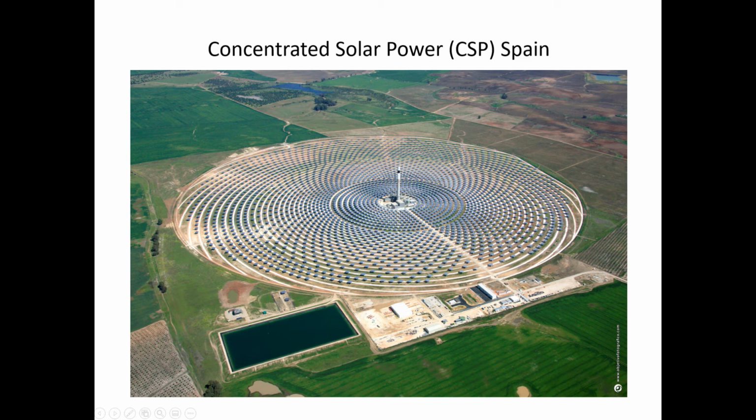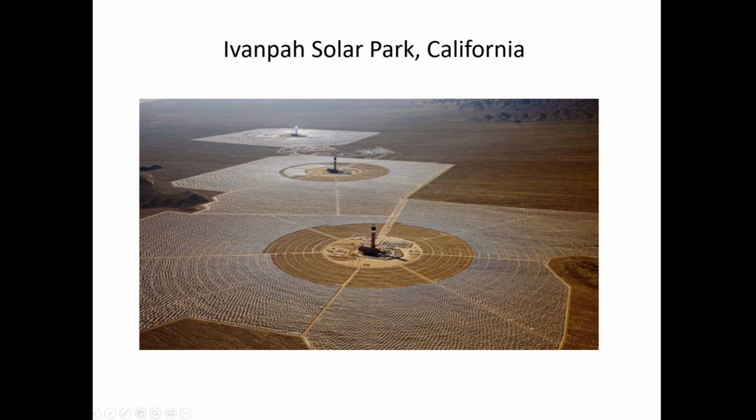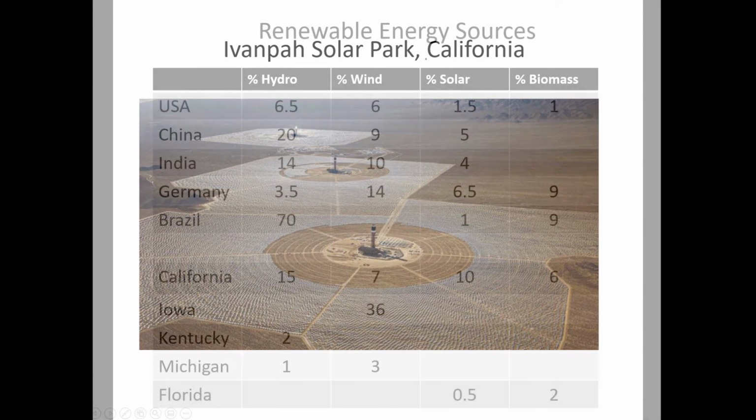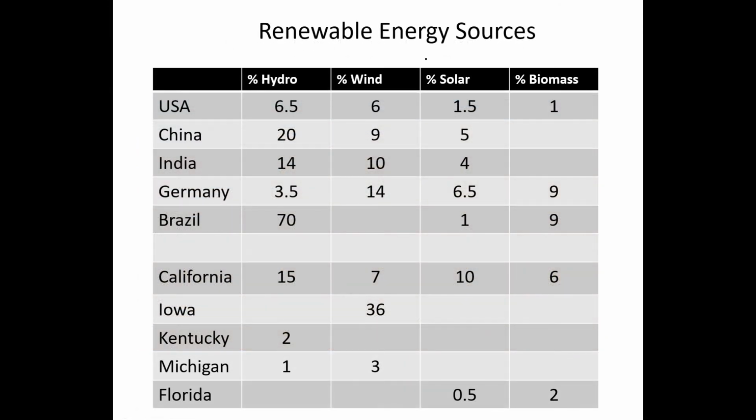An alternative to solar cells is concentrated solar power, CSP. This is a picture of a 1-mile diameter field of mirrors aimed at the top of a 500-foot tower. Liquid carries the heat from the tower to a steam turbine to generate electricity. This installation is in Spain. We have 5 concentrated solar power plants in this country. The Ivanpah in California is the largest. Renewable energy resources. Much of the world is taking this very seriously.